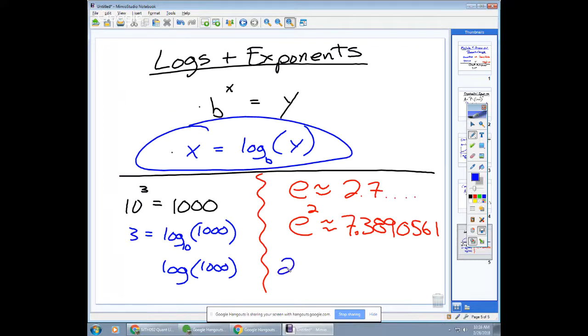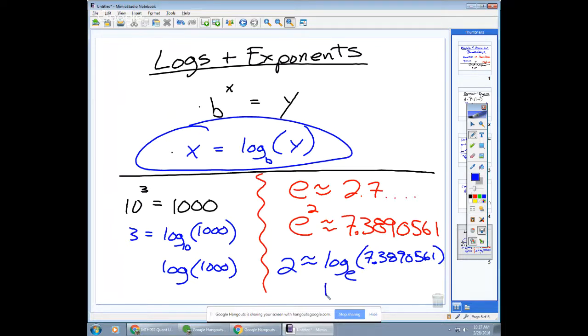The 2 equals, and I'm going to write approximately equals because I had to round there, and it's equal to a log. What's the base of the log have to be? E. And then what's the target of the log? It's 7 point blah, blah, blah, right? 7.3890561.